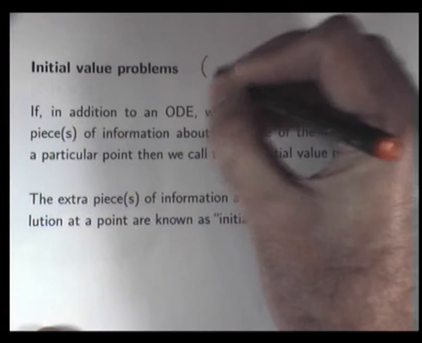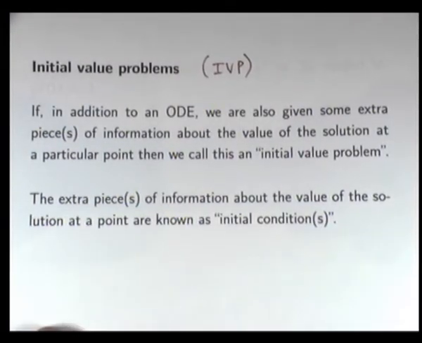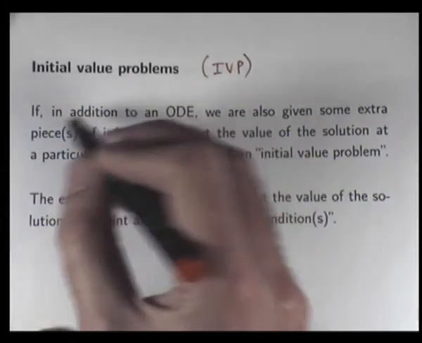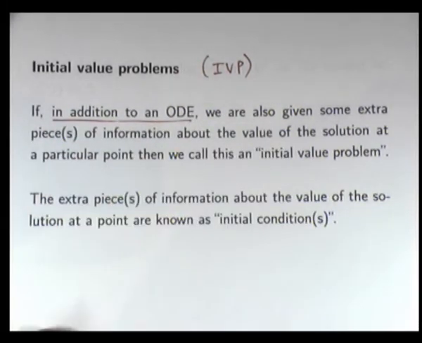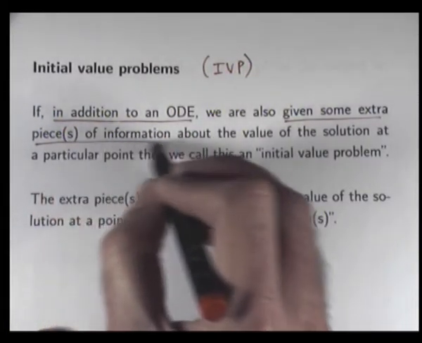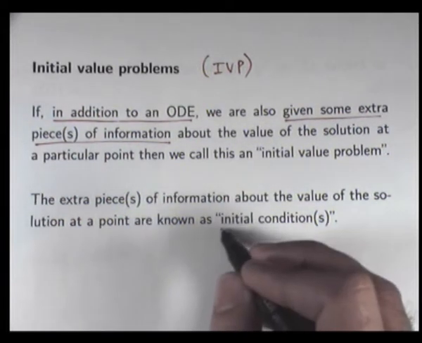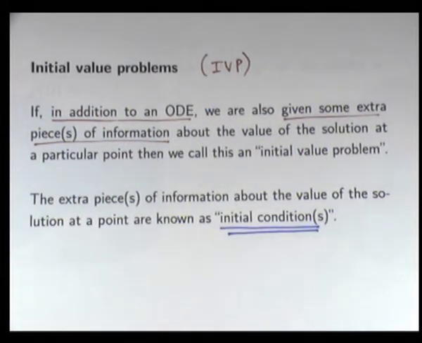Another important idea is the concept of an initial value problem. In an initial value problem, sometimes called an IVP for short, we are given an ordinary differential equation and we're also given some extra pieces of information. In particular, we're given the value of the unknown function at a particular point. The extra pieces of information are known as initial conditions. So let me give you an example.